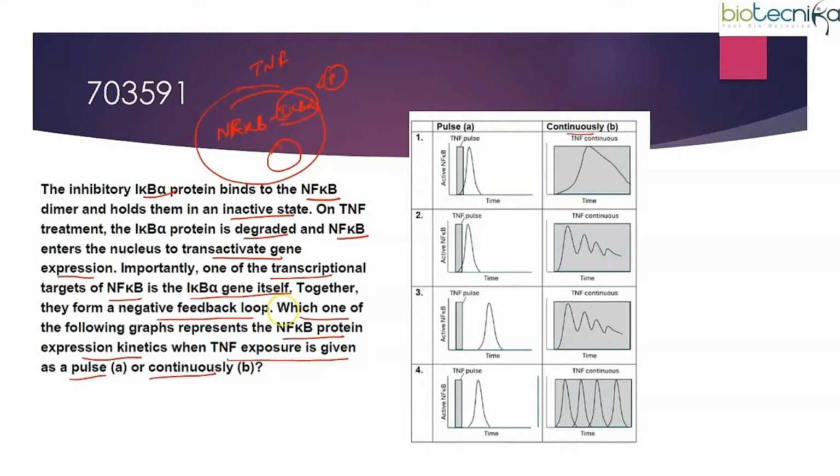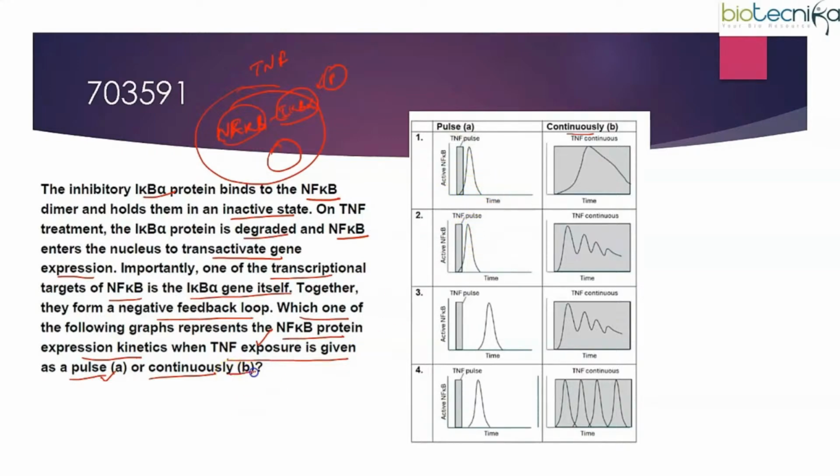According to this question, when TNF is given as a pulse, what should happen? NF kappa B should become active, and then once TNF is over, its level, meaning its activity, will go down, right? Once TNF is removed, I kappa B will be generated again and then it will bind to NF kappa B. So the right graph for part A of the question should be this one. If you see 1 and 2, they are the same, so it can be 1 and 2.